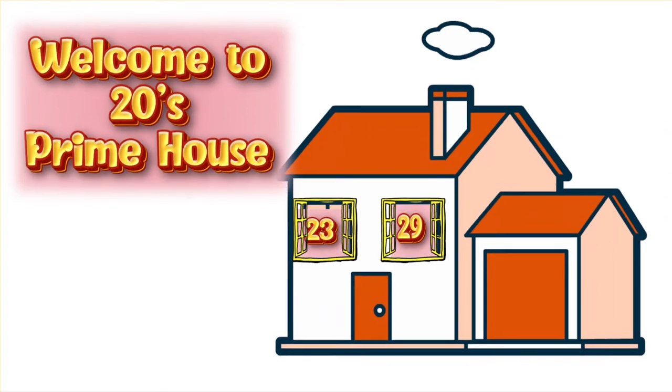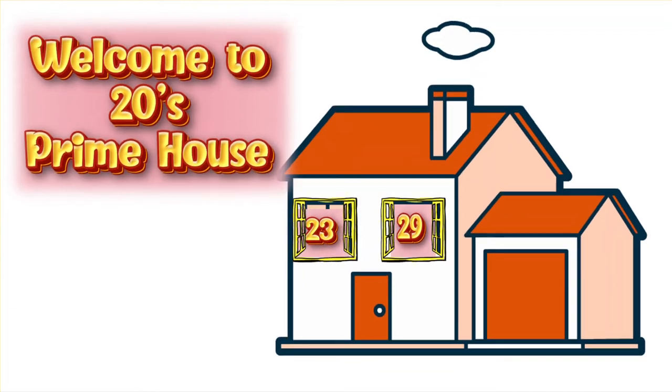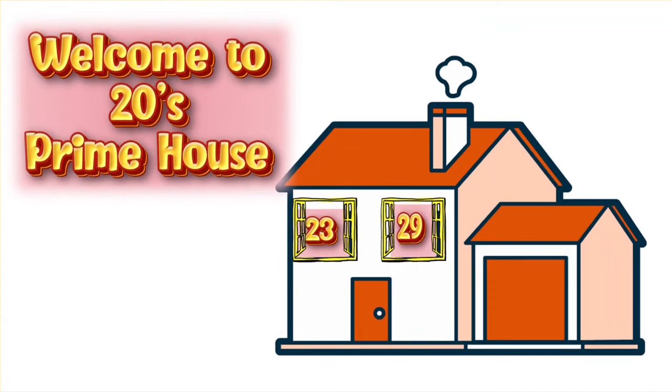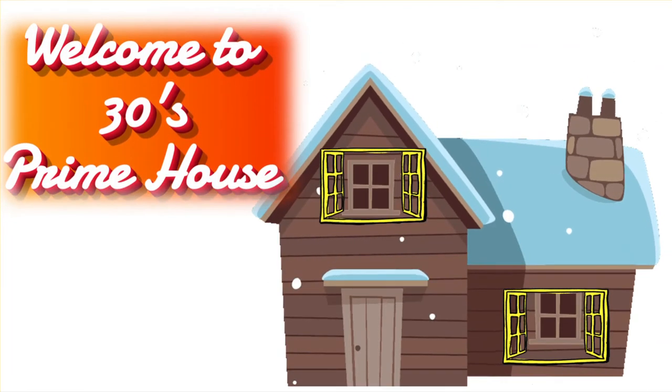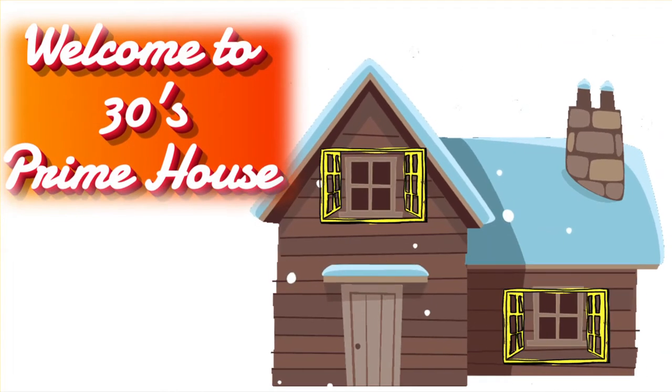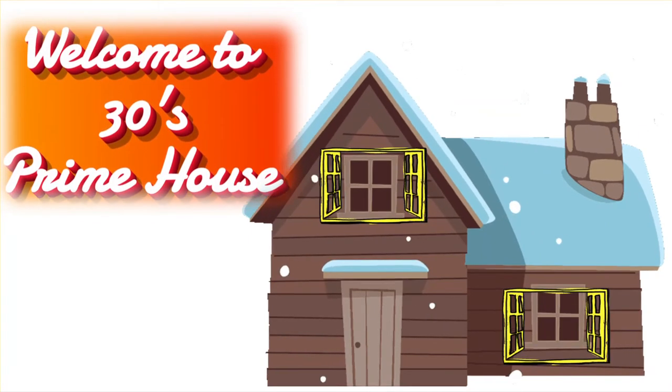Is that clear, everybody? Yes. Very good. So we have 23 and 29 in 20's house, okay? So let's move on to the next one. So whose house are we in now? 30's house. Very good. Let's recap again. Let's go to units house. Who are the candidates there? 2, 3, 5, and 7.